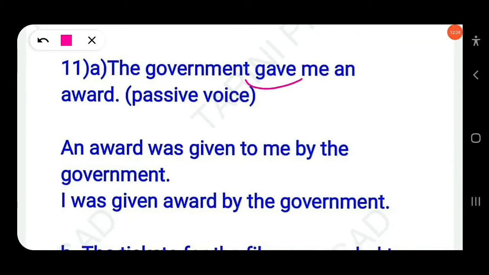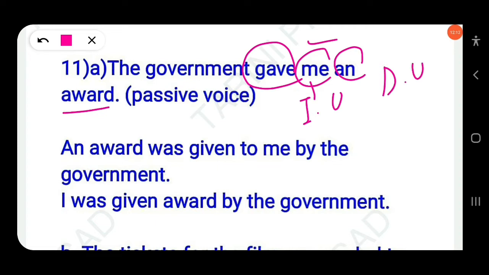Yes, this is simple past. Here, "me" is the indirect object and "an award" is the direct object. As this is simple past, you have to use was or were. An award was given to me by the government, or you can also write it another way.